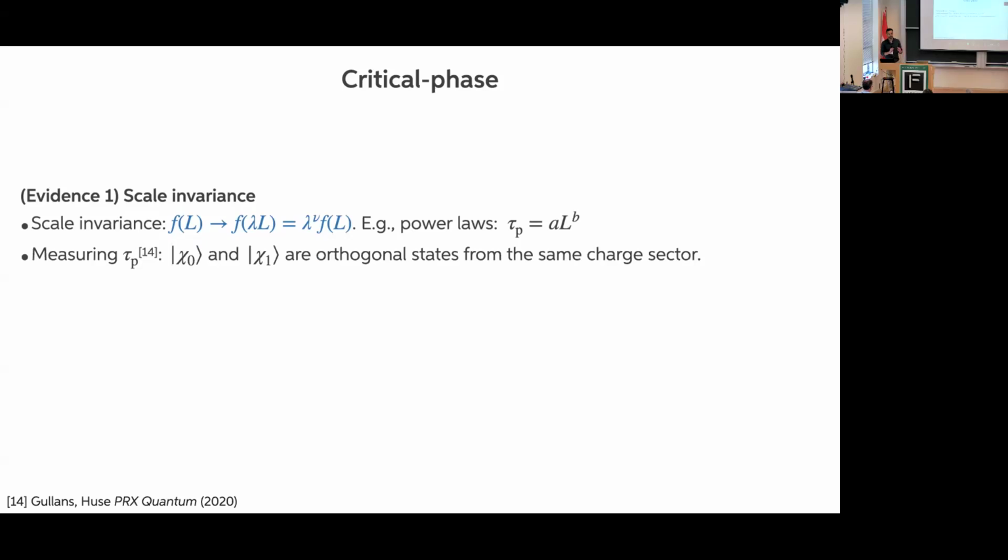So we want to measure the purification time of our circuit. How do we do that? We're starting with a mixed state. We want to eventually know when it purifies, how quickly it is purifying. That might seem complicated. One way to do it is to take two eigenstates from the same charge sector that are orthogonal to one another.